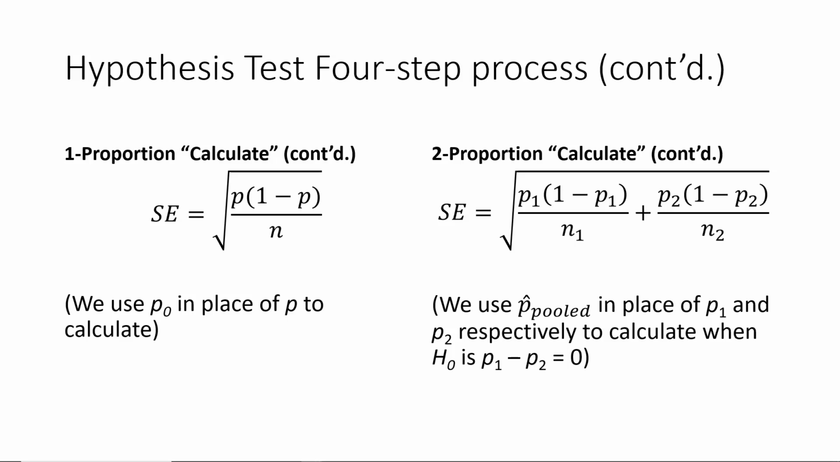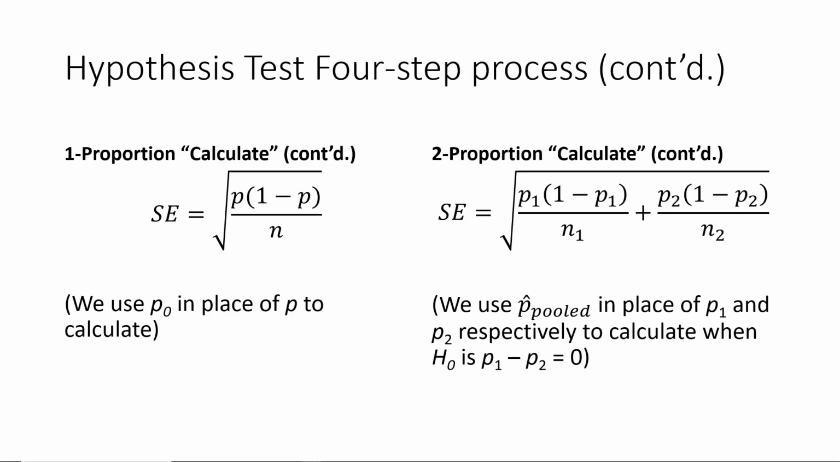So again, in comparing the one proportion and two proportion hypothesis test calculate steps, we look at the difference between how we calculate the standard error. And we notice that the formulas for both are very, very similar. The only difference really is that the two proportion case takes into account the fact that there are two populations under consideration. So that's why we see the extension of the formula that would be used for the one proportion case when we get to the two proportion case.